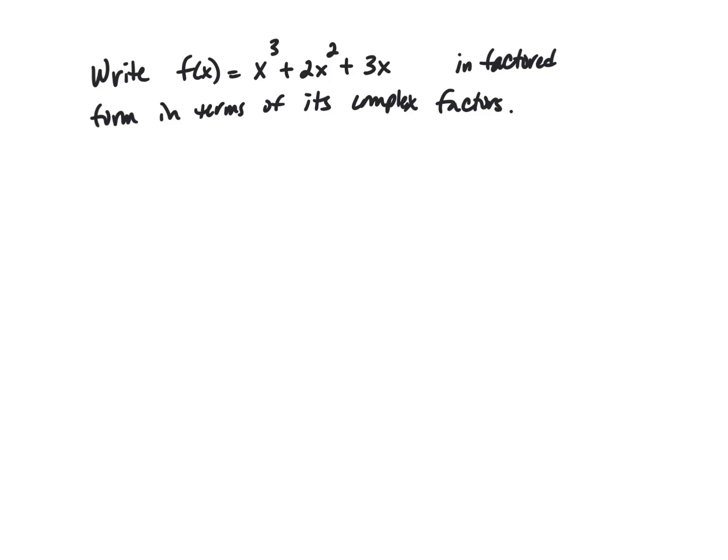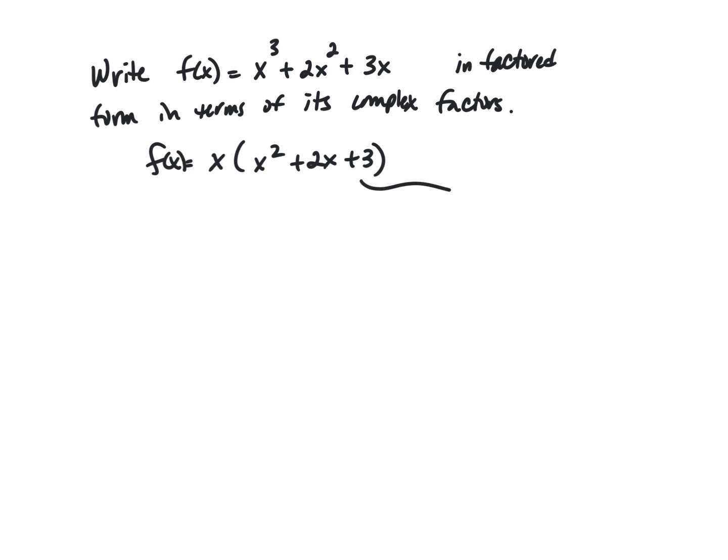All right, I'm going to rewrite f of x in its factored form in terms of its complex factors. The first thing that I need to do is solve to find out what the solutions are. So I'm going to factor out the x, and that's going to leave me with x squared plus 2x plus 3. X is the common factor. So now f of x is in factored form, but I don't have the complex factors yet.